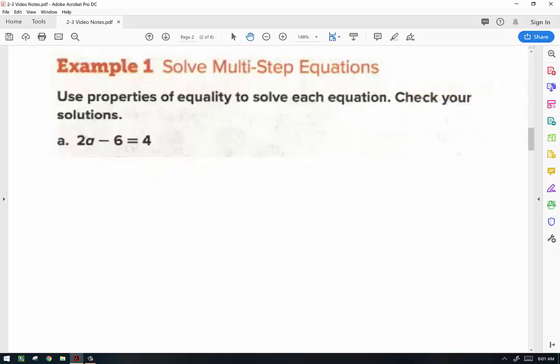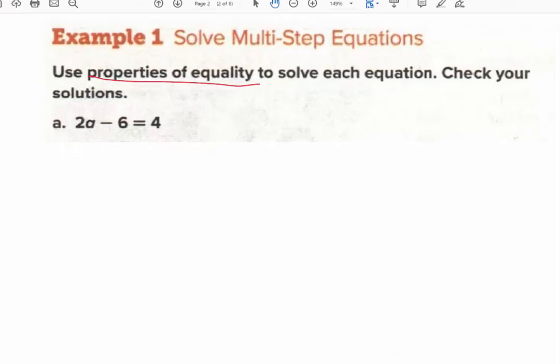For our first example here, we want to use properties of equality to solve each equation. When we say solve, we mean we want to get the variable a by itself. And what that means is the last calculation to go will be the one that's directly attached to the variable. So the first thing we have to undo is the -6, and its inverse operation here is going to be +6. And to make it a property of equality, we have to add it on both sides.